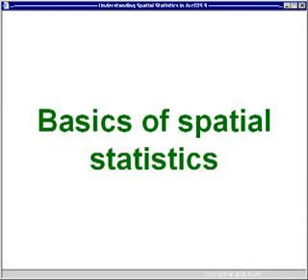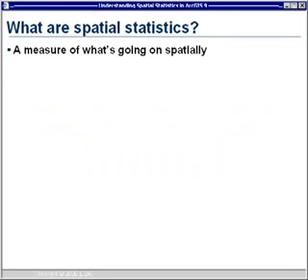So let's get started with our first topic, the basics of spatial statistics and the tools available to you in the core ArcGIS 9 product. So what are spatial statistics? They are exploratory tools that help you measure spatial processes, spatial distributions, and spatial relationships. There are a lot of different types of spatial statistics, but they are all designed to examine spatial patterns and processes.